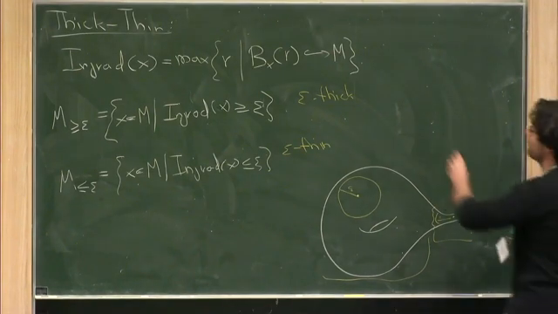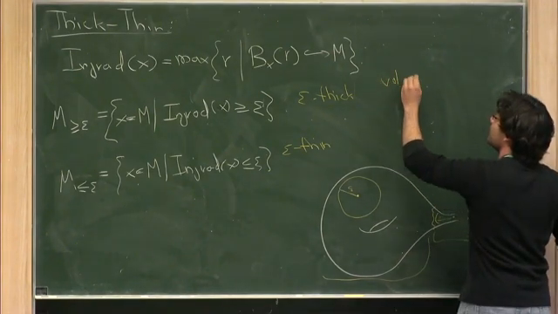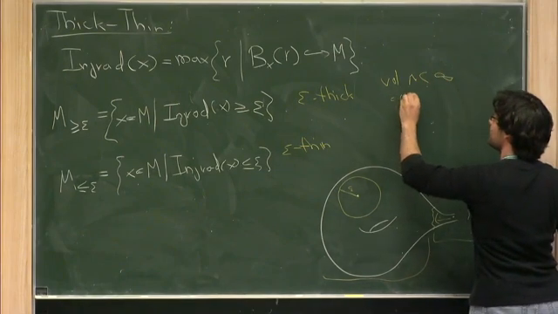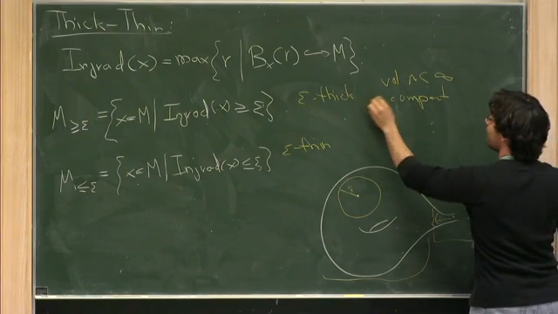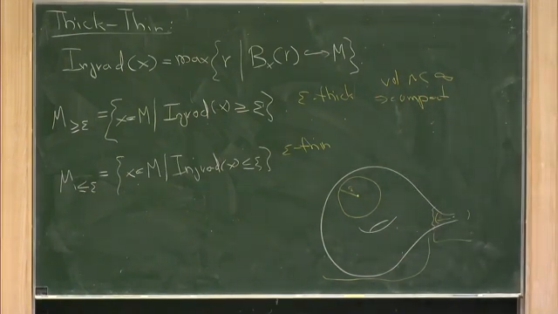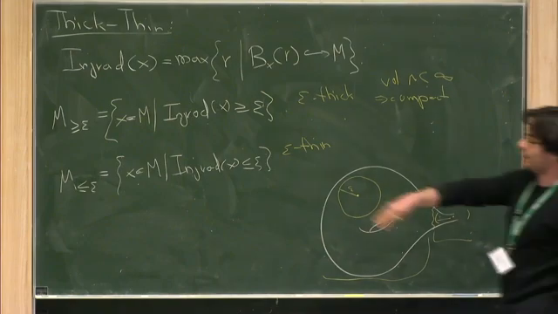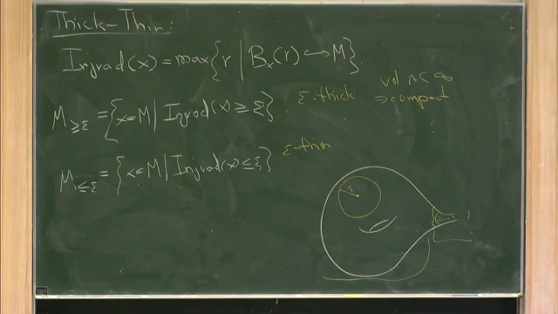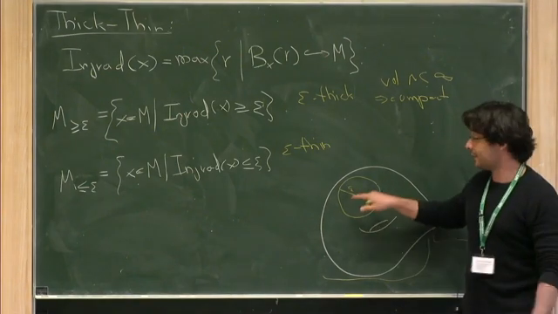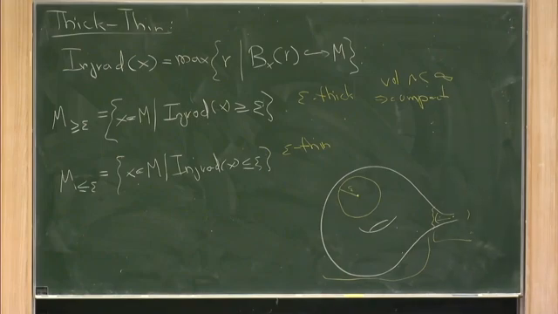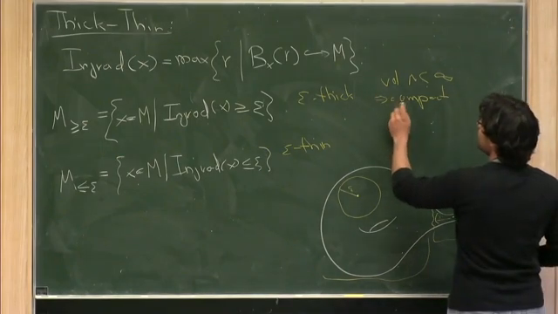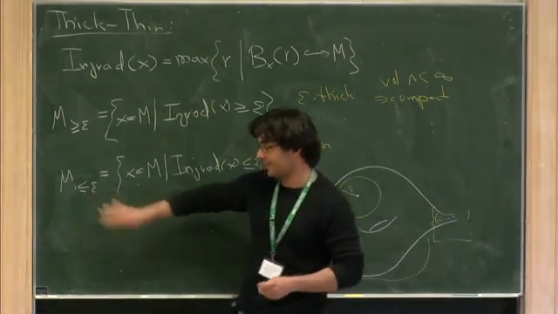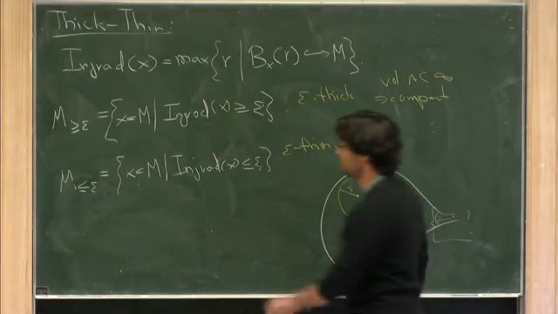So if the volume is finite, then this is compact. And this is just because, if it wasn't compact, then it would be an unbounded set, and that means you could pack the manifold with infinitely many disjoint balls of radius epsilon, and then that would give you an infinite amount of volume. All right, so that's something about this. And now the question is, what can one say about the topology of the thin part?